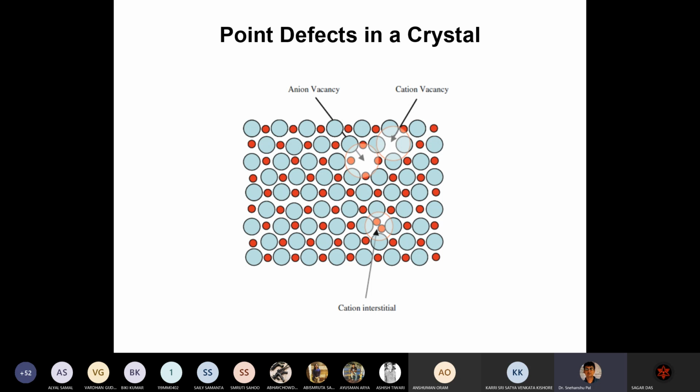In a crystal, a few minutes ago I told that all kinds of defects can be there: anion vacancies, cation vacancies, and cation interstitials. You can check in a single crystal, but the important question is which one is going to dominate, based on the enthalpy of formation of that specific defect.